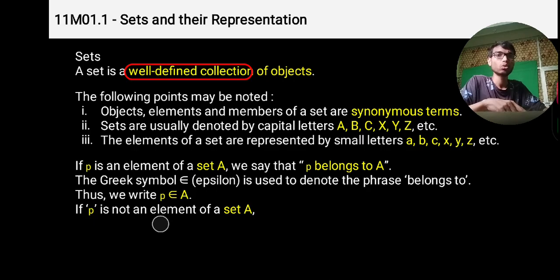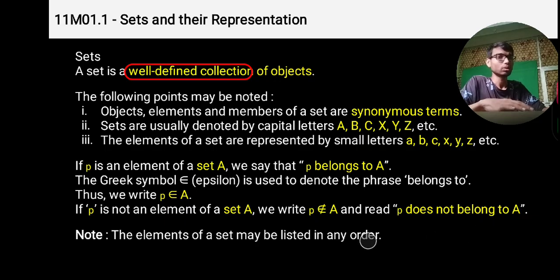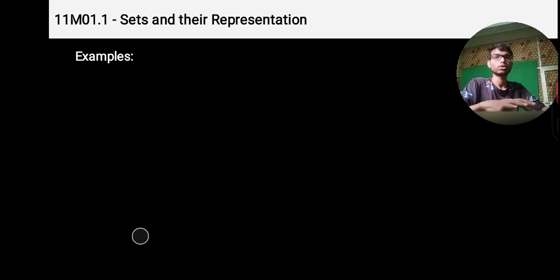Here, if p is not an element of set A, if p is not in set A, then you can say p does not belong to A, just by a slash. Here we write p does not belong to A. Read it as p does not belong to A. Now we note that the elements of a set may be listed in any order.